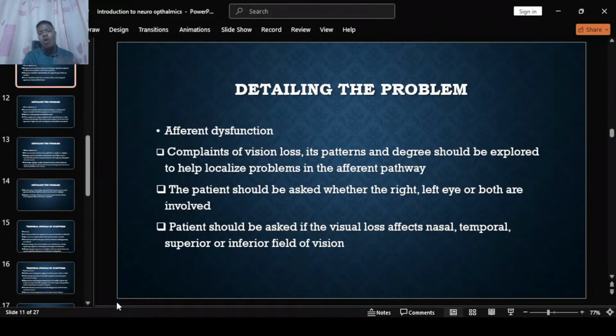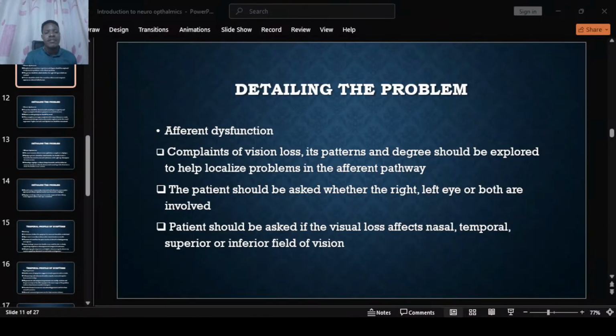The complaint of vision loss, its pattern and degree should be explored to help localize the proper pathway. So if we are looking at vision loss, we want to know the pattern of this vision loss, and also we want to localize where exactly it is going on. It could be in the retina, it could be in the optic nerve, it could be in the pathway. So we want to be able to localize this vision loss. Also, the patient should be asked whether the right eye, left eye, or both are involved.